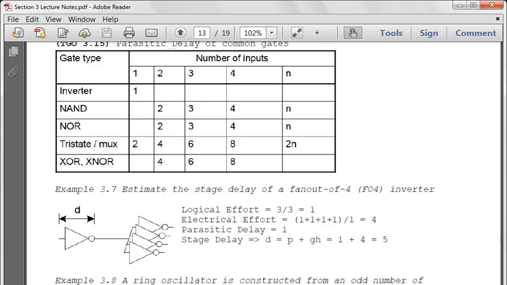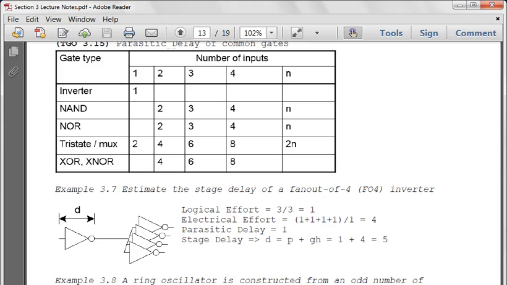This is example 3.7. That's going to be the stage delay of a fan out of 4 inverter. FO4, fan out of 4: you have an inverter, and it is driving 4 inverters. So the electrical effort is just 1 plus 1 plus 1 plus 1 divided by 1. That's fan out of 4, so that's how the electrical effort makes sense. And again, we define our parasitic delay of an inverter as 1.